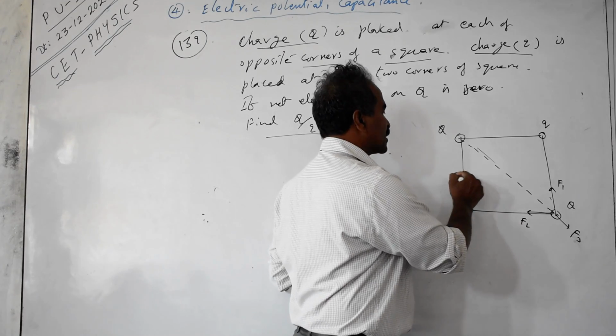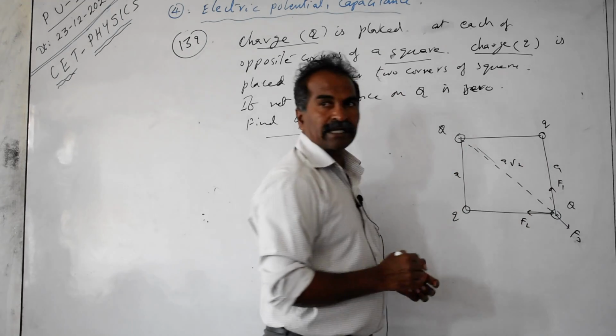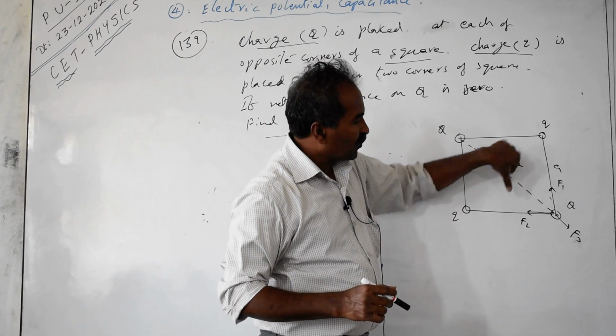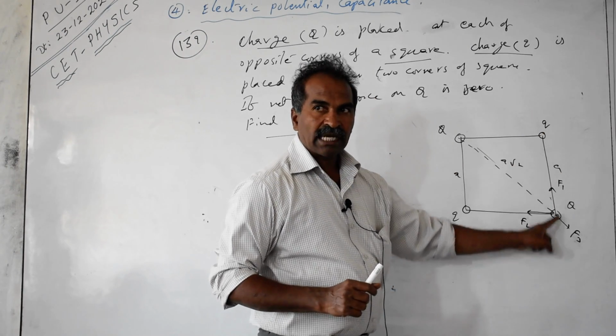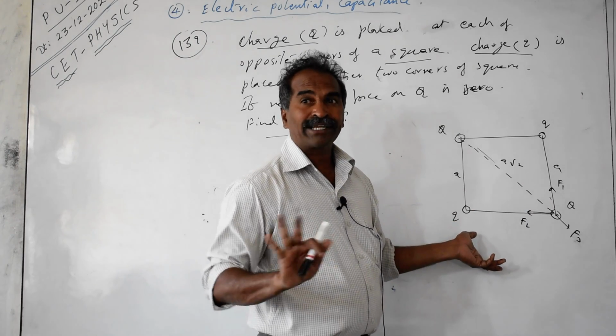Okay, side length we imagine A. So the hypotenuse becomes equal to A root 2, nothing is there at the center. Okay, and next is the net force you have to find out. In that net force, first you find out the resultant of F1 and F2. Because these charges are same and distances are same for F1 and F2, F1 must be equal to F2 in magnitude, not in direction.